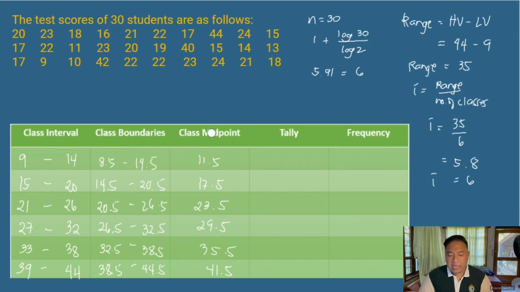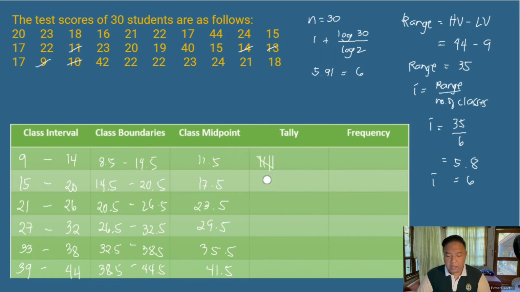We will look at how many numbers or values are within our 9 to 14. So, let's start. Here, none. Here, 1. Write it. There, 2. 3. 4 and 5.